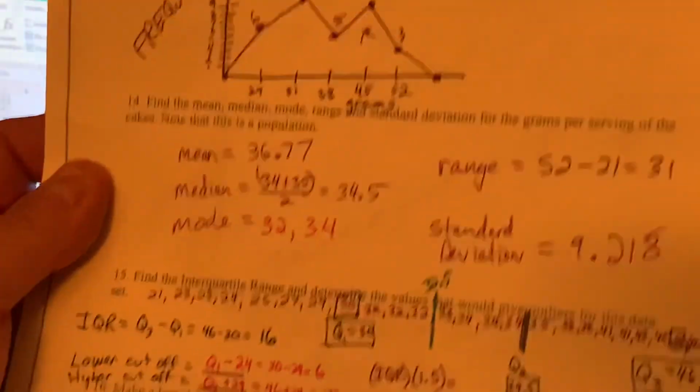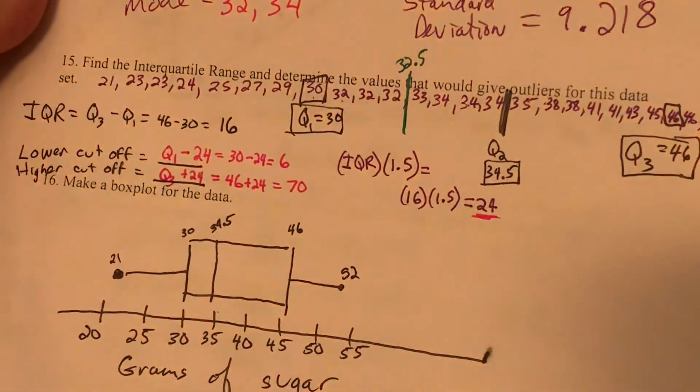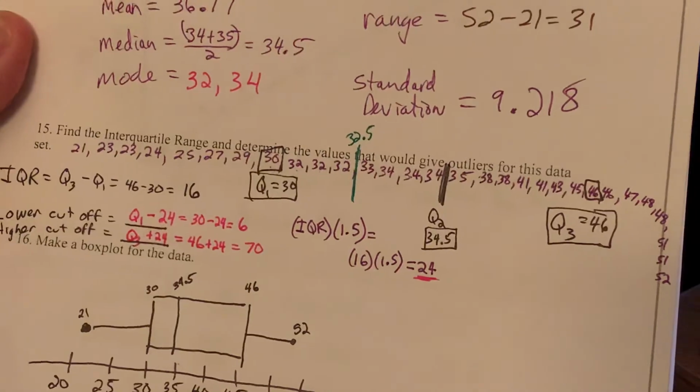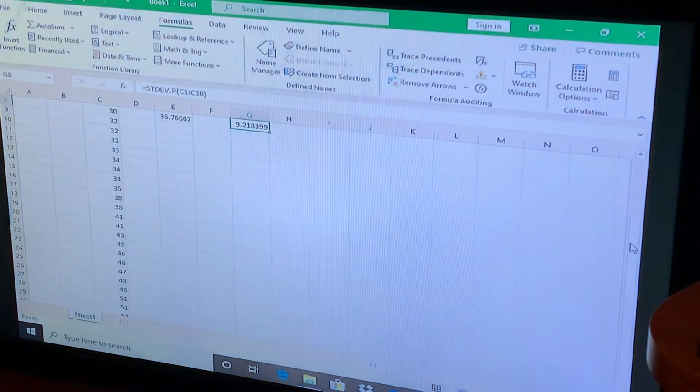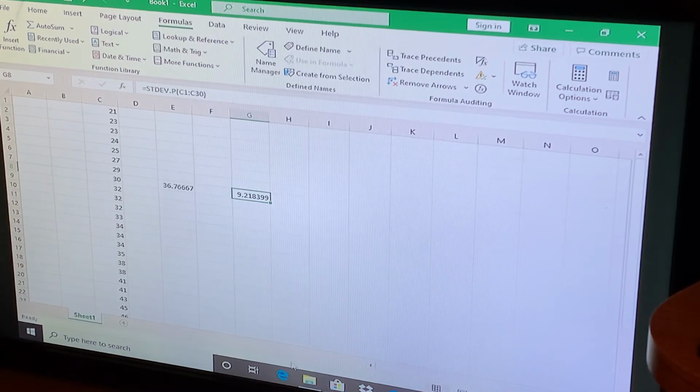Again, if you click OK, now it's just in that box. You can write it down and go back to it. And that's where we got the 9.218. Okie dokie. So that is how you find the mean and the standard deviation using Excel.